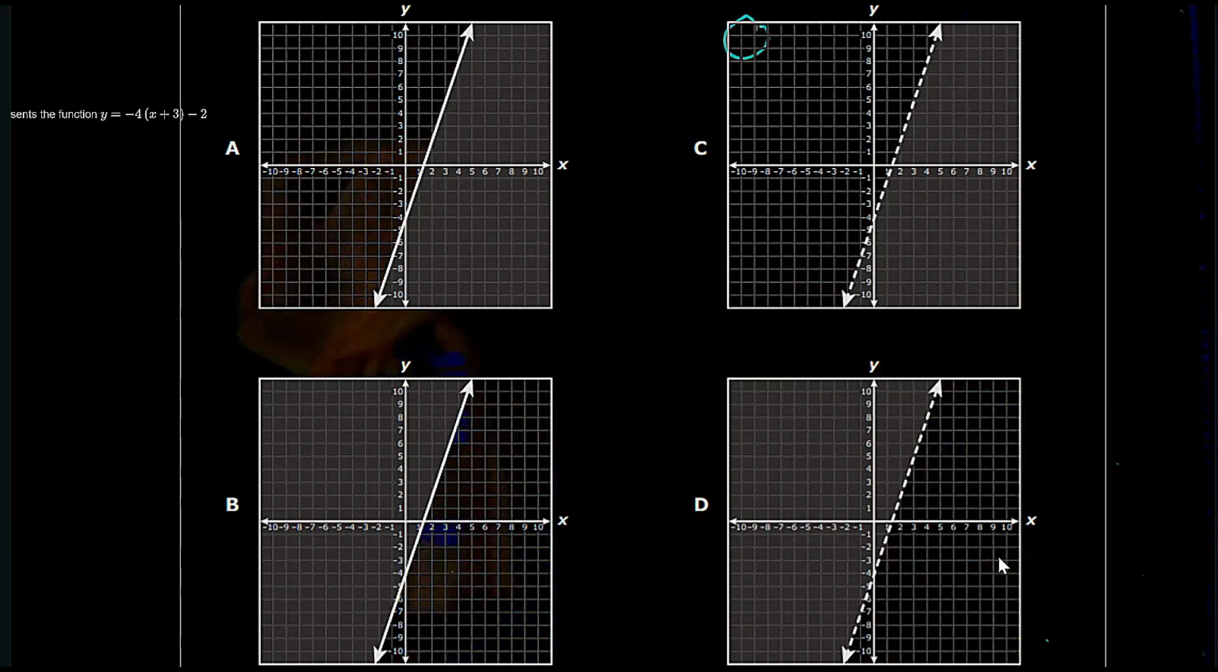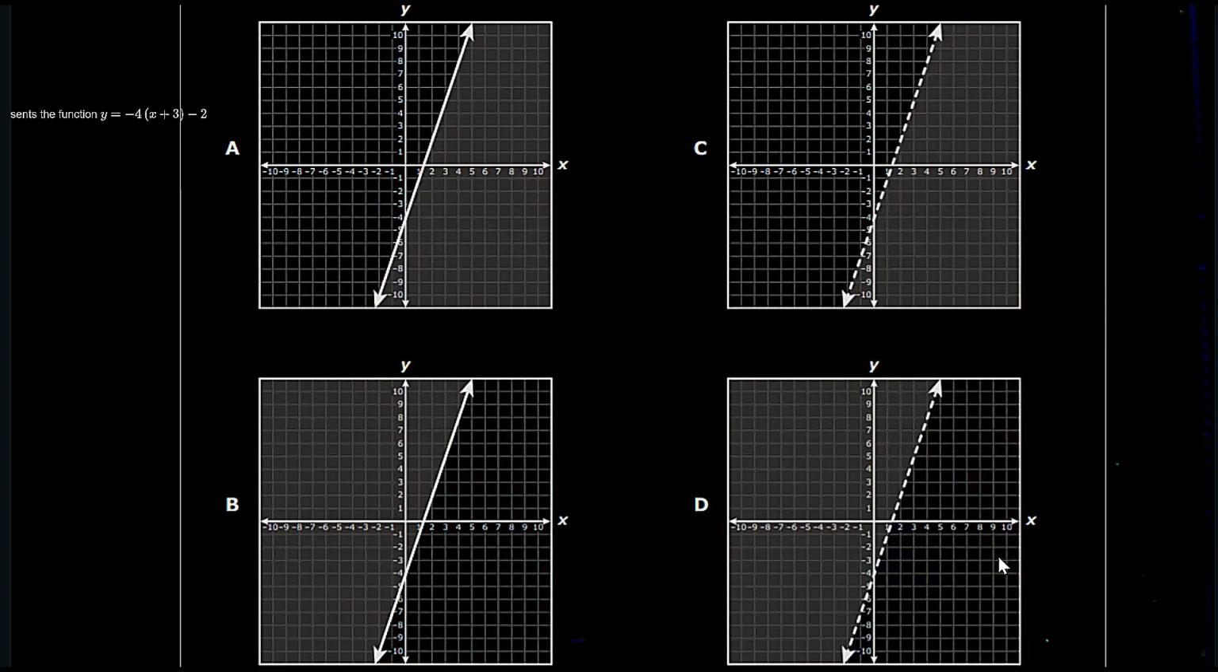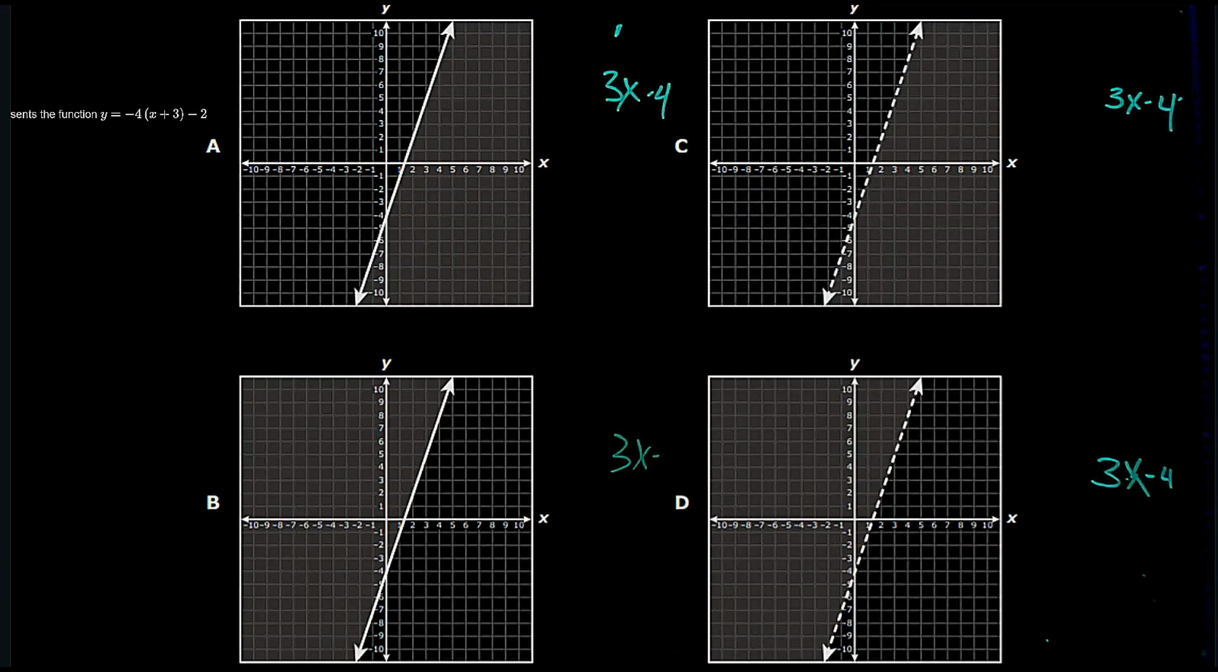I just want to look at the graphs real quick. They all have the same slope and y-intercept, which is 3x minus 4. They all have the same slope, 3. They all have the same y-intercept, -4.